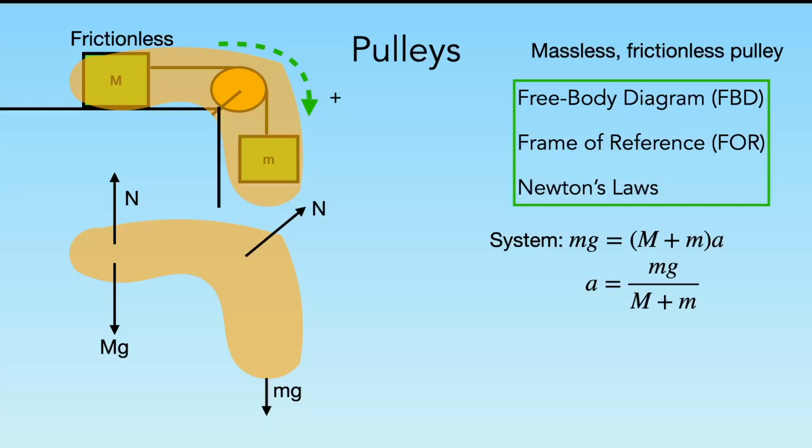Now again, there's no free lunch. To find the tension, we still have to do an internal force, a free body diagram for capital M or little m. Generally, you would tend to do it for capital M because there's just one force on it, tension.